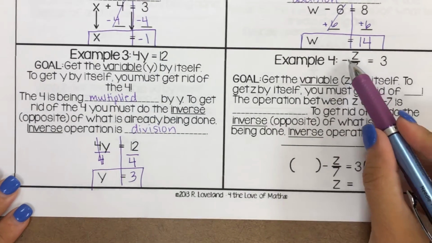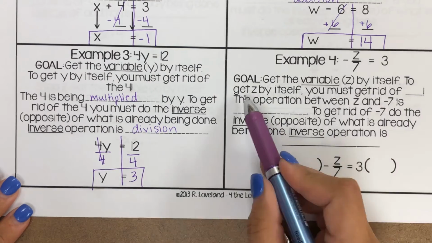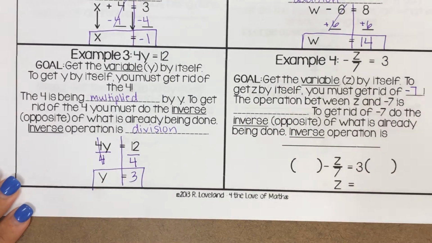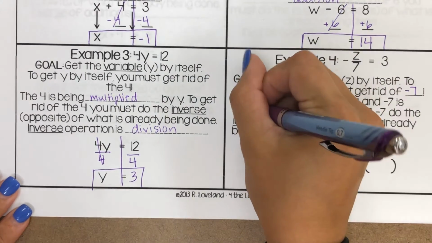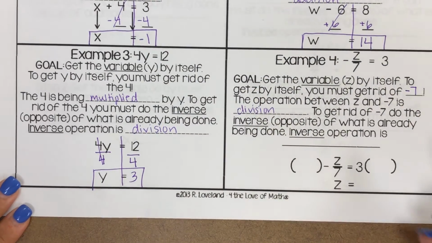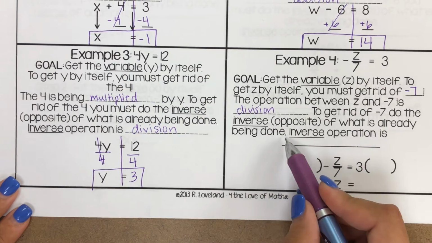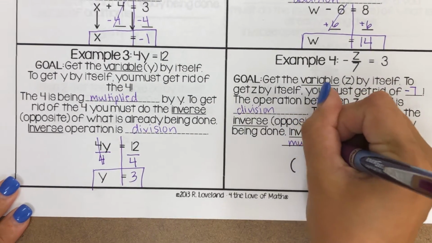Last example, we have negative z over 7 equals 3. So our goal is to get z by itself. To get rid of the z, we have to get rid of that negative and the 7. We can do that together. The operation between the z and the -7 is division, because once again, notice they use the division bar, similar to a fraction. To get rid of -7, we do the inverse or opposite of what is already being done. We know the inverse of division is multiplication.